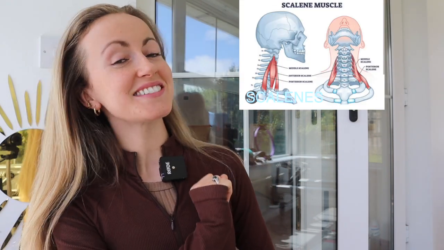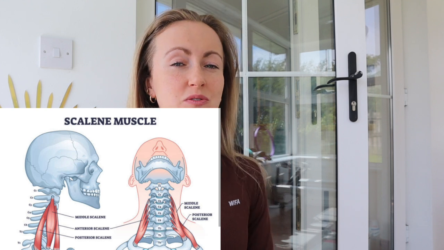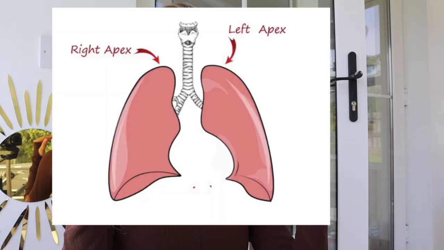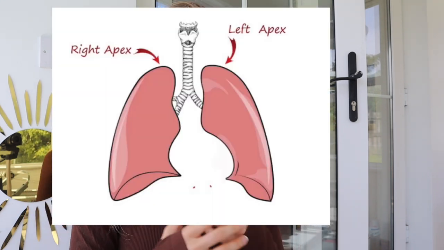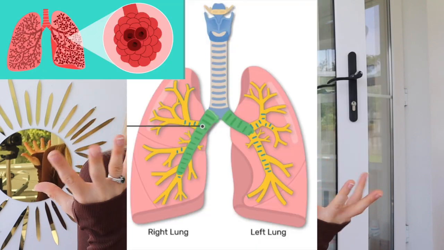Here's your scalenes. The scalenes attach to your cervical spine or your C-spine and your top two ribs, and are going to help to lift the top two ribs to accommodate the apex of your lungs, because the lungs go all the way up, creating space for the alveoli to fill, the elastic alveoli at the end of those bronchial branches.